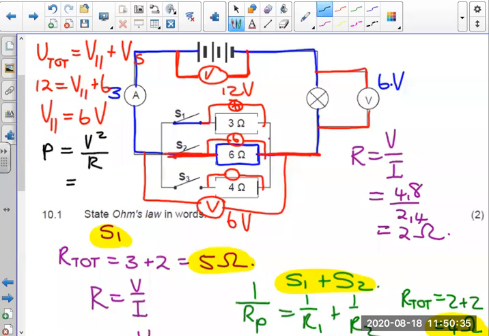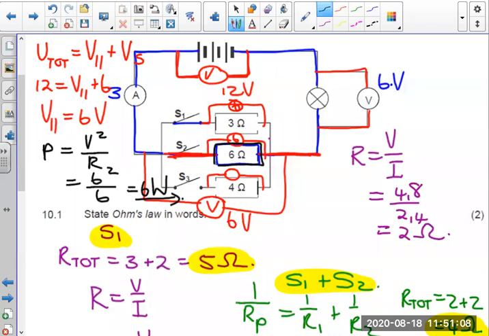Okay, the voltage is 6 to the power of 2 divided by 6. And 6 to the power of 2 divided by 6 gives us a total power of 6 watts. That would be your final answer. If you decided you want to go with the other equation where we use current, then you had to work out the current through the 6 ohm resistor and not the total current. Okay, so I think it's easier to use the voltage.